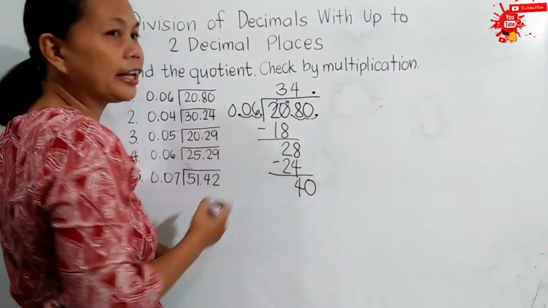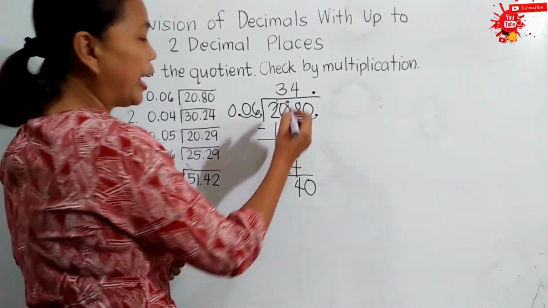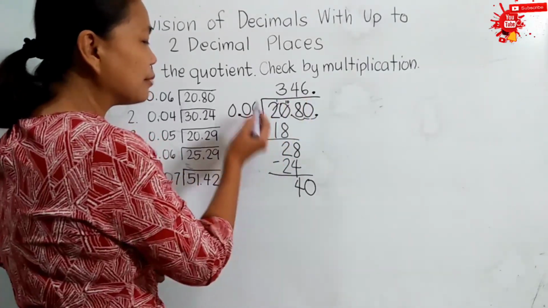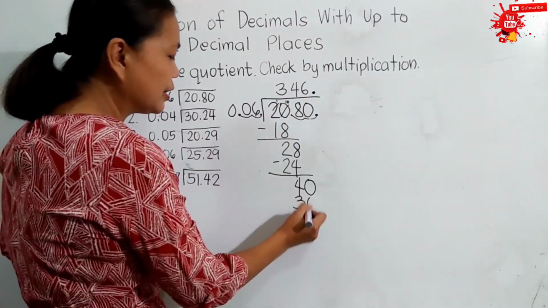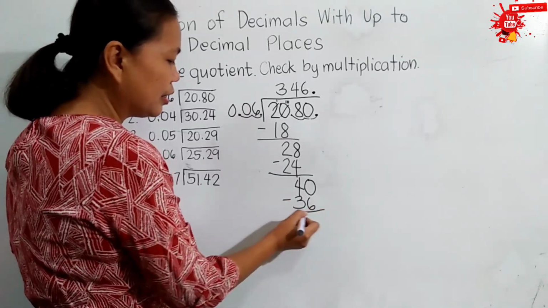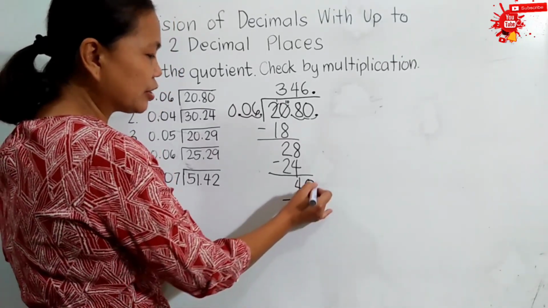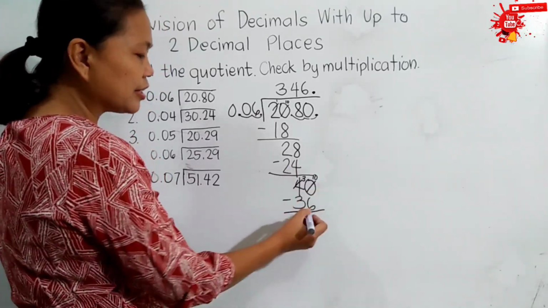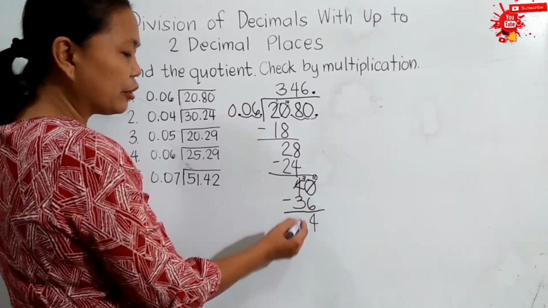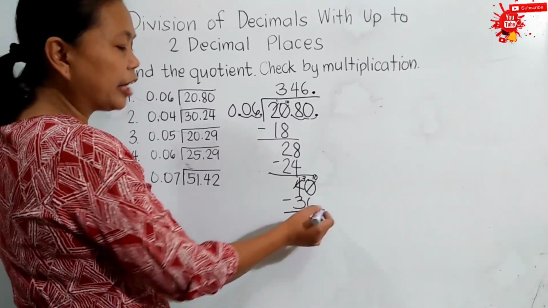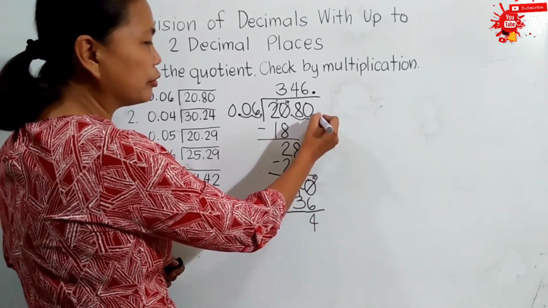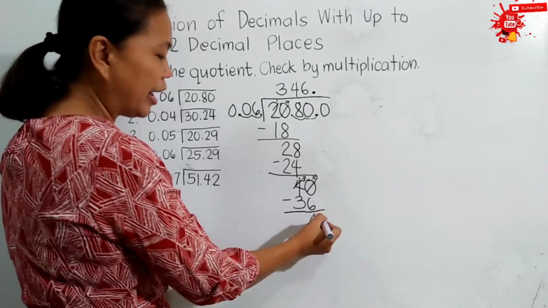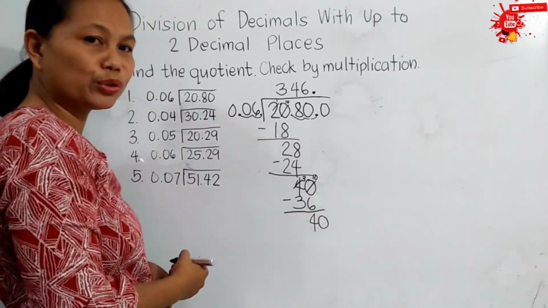40 divided by 6. So, we have 6. Okay? So, 6 times 6, we have 36. Then, subtract ulit natin. So, 40 minus 36. So, ito magiging 10. Ito magiging 3. So, 10 minus 6 ay 4. Then, 0 na to kasi 3 minus 3. And then, kung wala na tayong i-bring down after nung decimal point, so magdadagdag tayo ng 0 para may ma-bring down tayo. Kung hindi pa eksakto yung sagot.